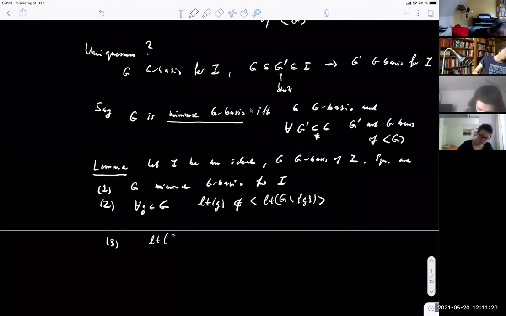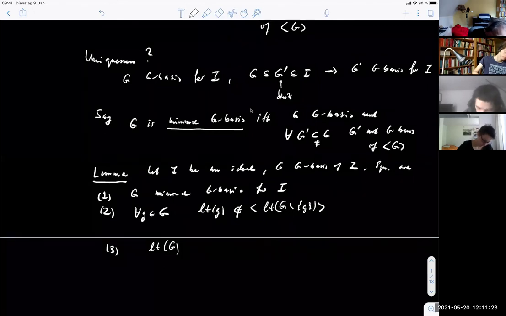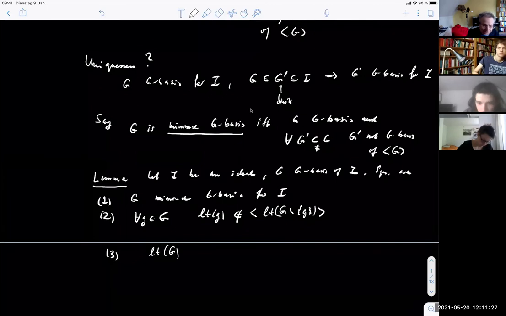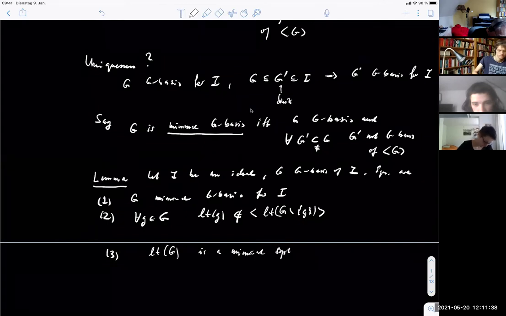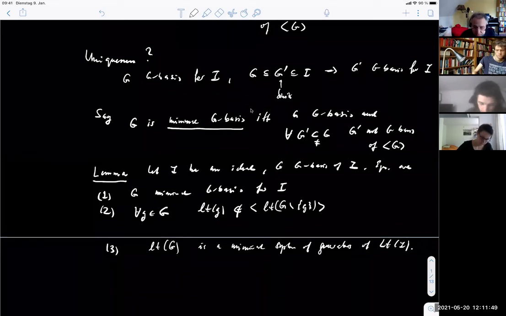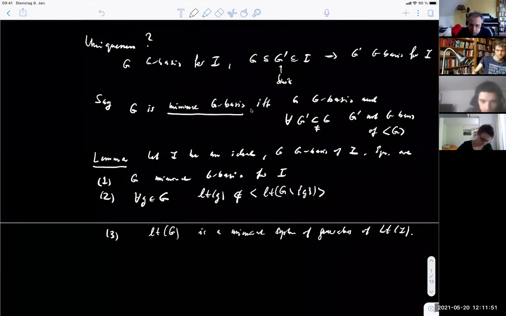Condition 3: LT of G, you remember this notation, I think, this is just the collection of the leading terms of the polynomials in G. This is a minimal system of generators of the leading ideal. So let's do the proof yourself.